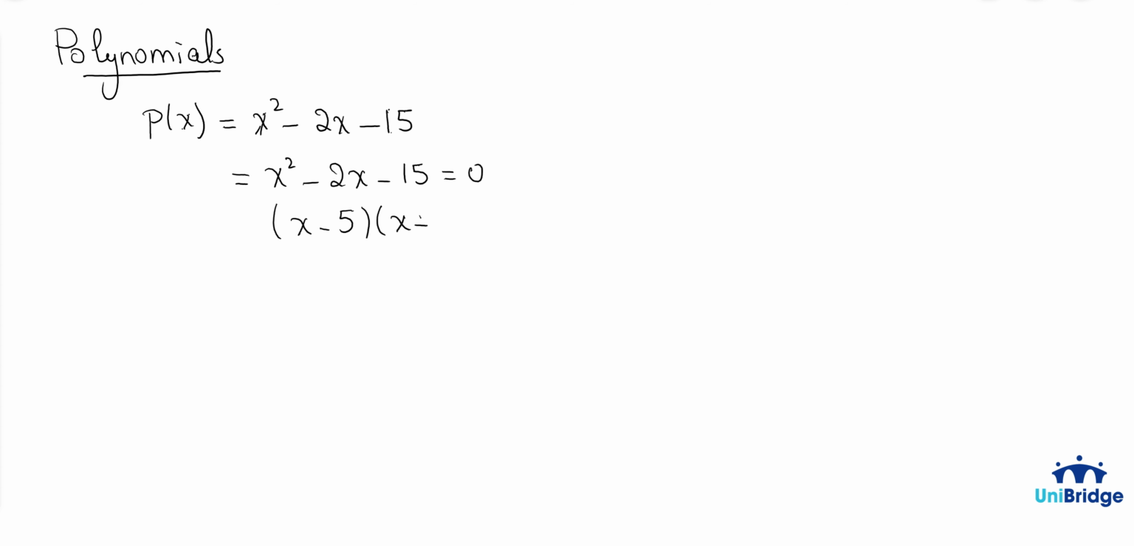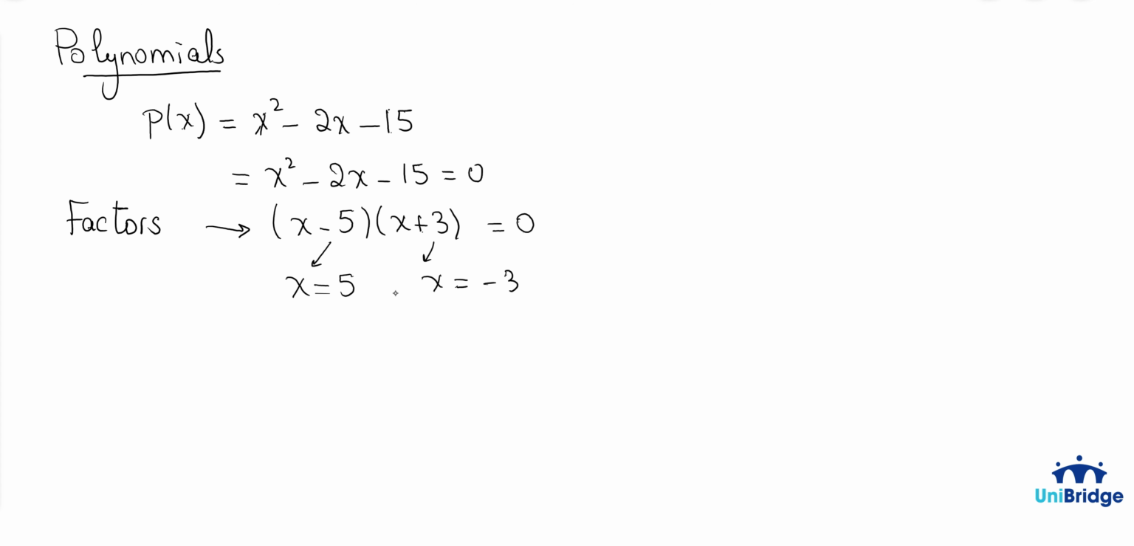Factorization is going to give you these two brackets. Since we call this method factorization, you actually get the factors of the polynomial. So these two brackets are the factors of the polynomial. And if you equate this to 0, if I solve this to be equal to 0, this is going to give you x equal to 5 and x equal to -3.